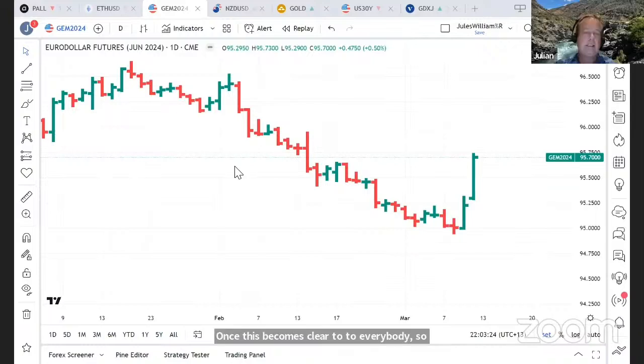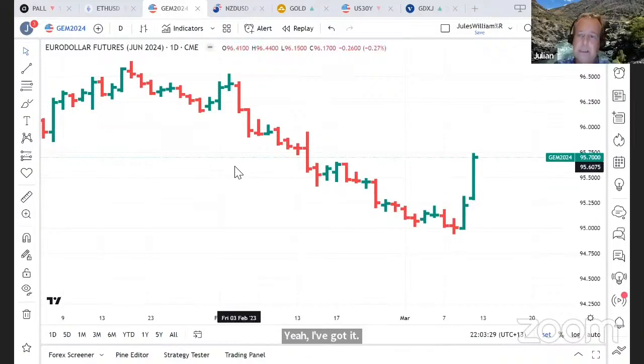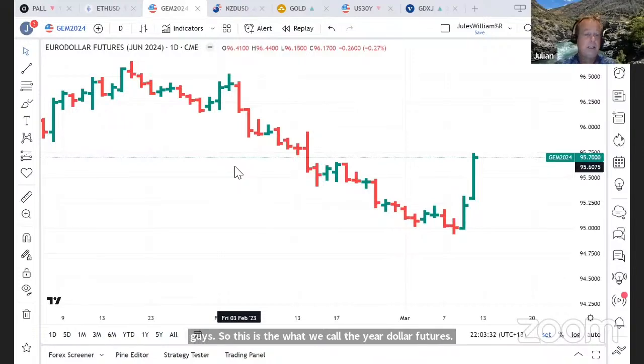Okay, guys, so this is what we call the Eurodollar futures. So this is the very, very short end of the US interest rate curve. So interest rates go from like 0, which is where the Fed funds that you hear so much about on the news, is all the way out to 30 years, right? So there's a price, if you like, an interest rate for each of those periods of time.